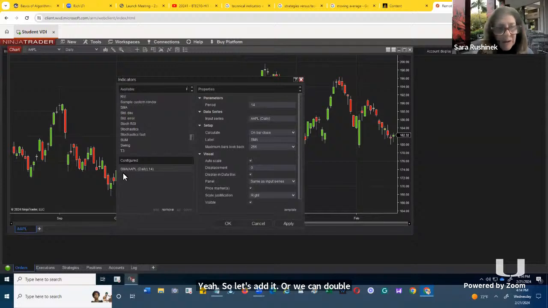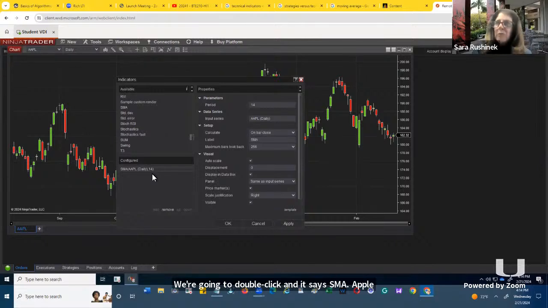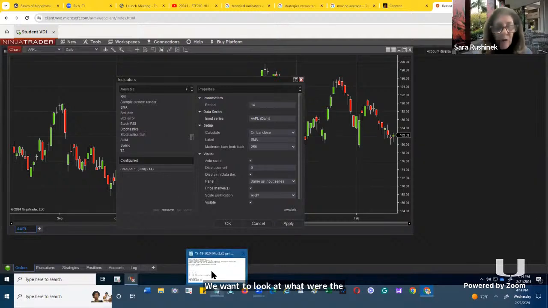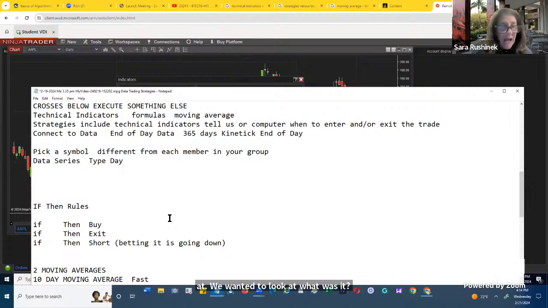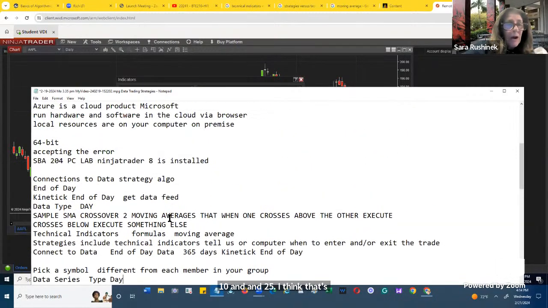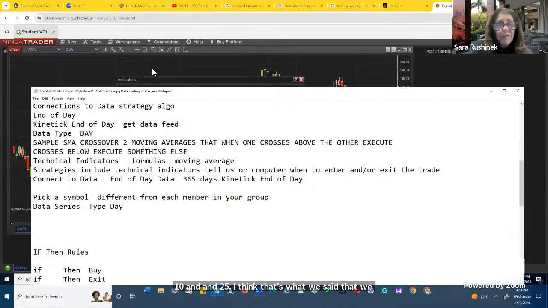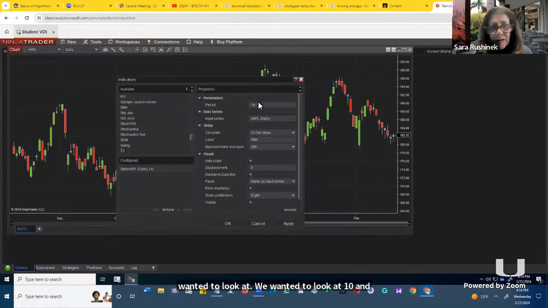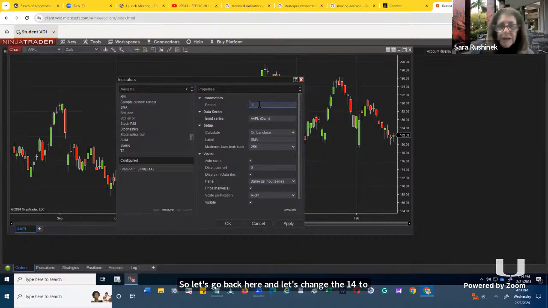We're going to double click and it says SMA, Apple, daily, and 14. But what did we say we wanted to look at? What were the days we wanted to look at? 10 and 25. I think that's what we said that we wanted to look at. So let's go back here and let's change the 14 to 10.